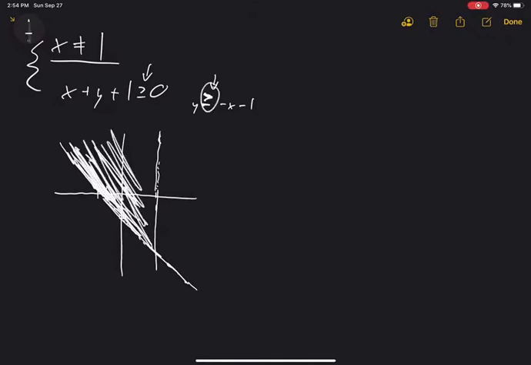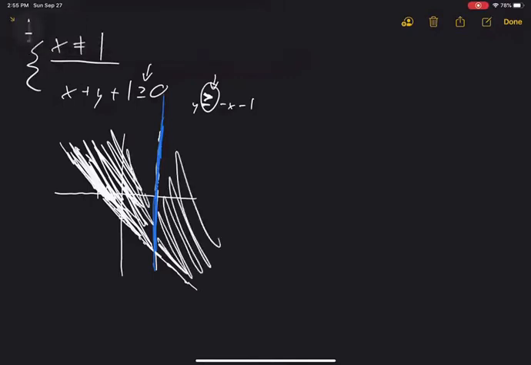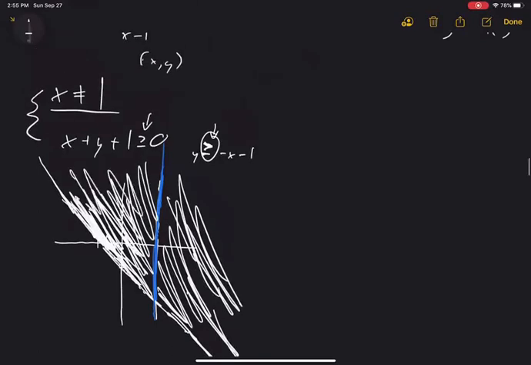All right, so I have this whole shaded region, but I want to avoid the line x equals 1. So my domain should be everything above this sloped line and not equal to that blue line. Okay, so that's my domain.